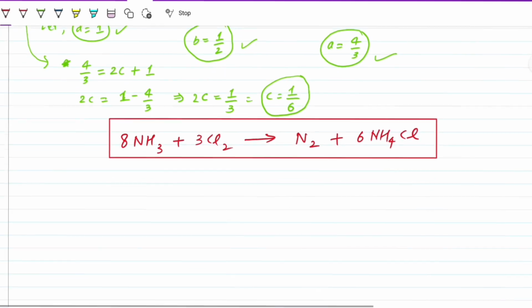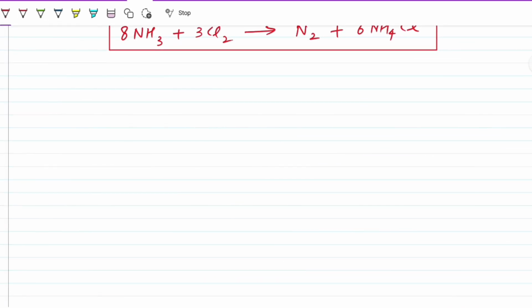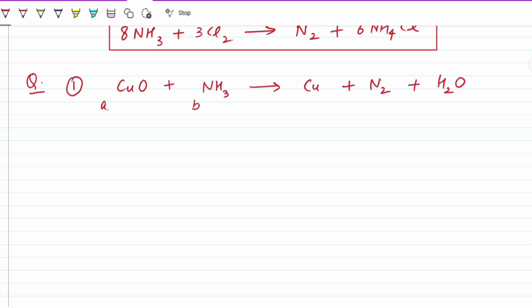I will give 2 or 3 equations for your practice. Balance these 3 equations using the coefficient method. The first one is CuO plus NH3 gives Cu plus N2 plus H2O. In this case, you have to assume A, B, C, D, E. Assume any number to be 1, either A or B, whatever you want.